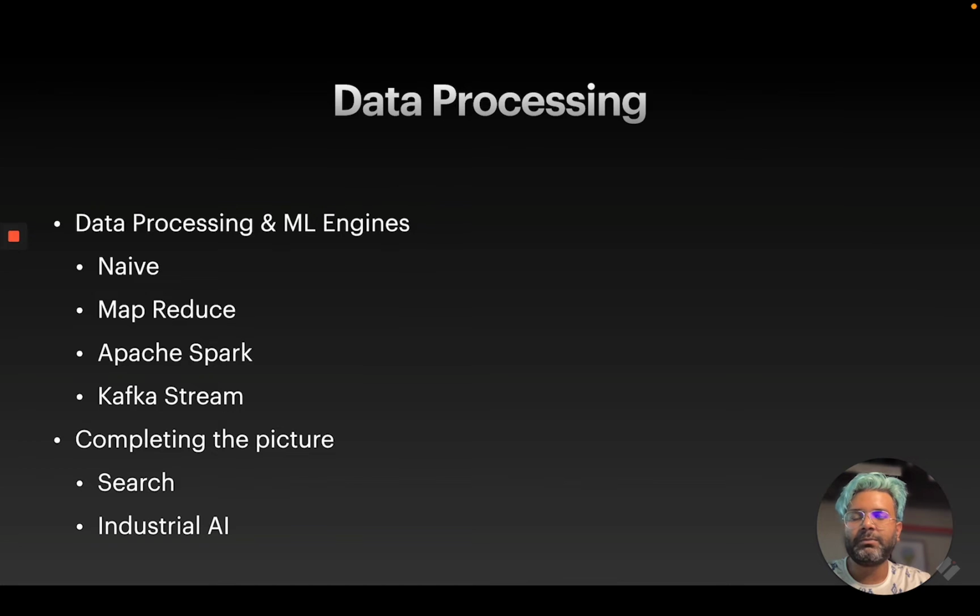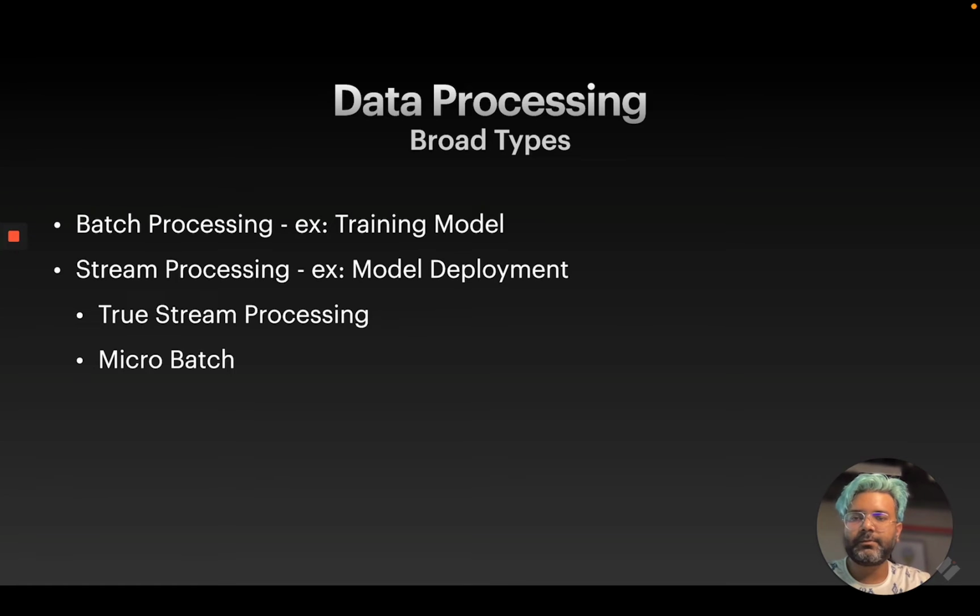We'll look at how the most naive processing algorithms can work. Then we'll take a look at MapReduce, which was a great improvement over the naive way of processing. And then we'll take a look at Apache Spark and Apache Kafka Streams, which are two very popular data processing engines in use today. And then we'll complete the picture with our search and industrial AI use case. So let's start diving in.